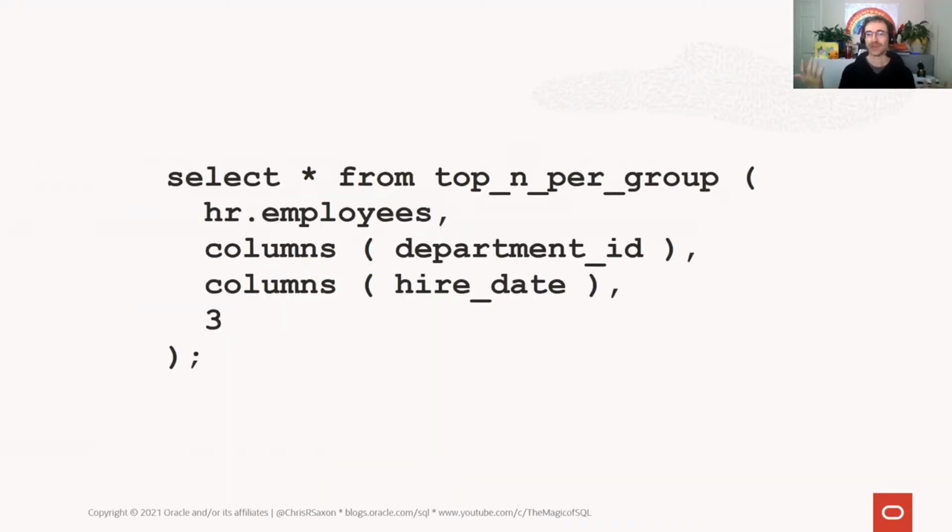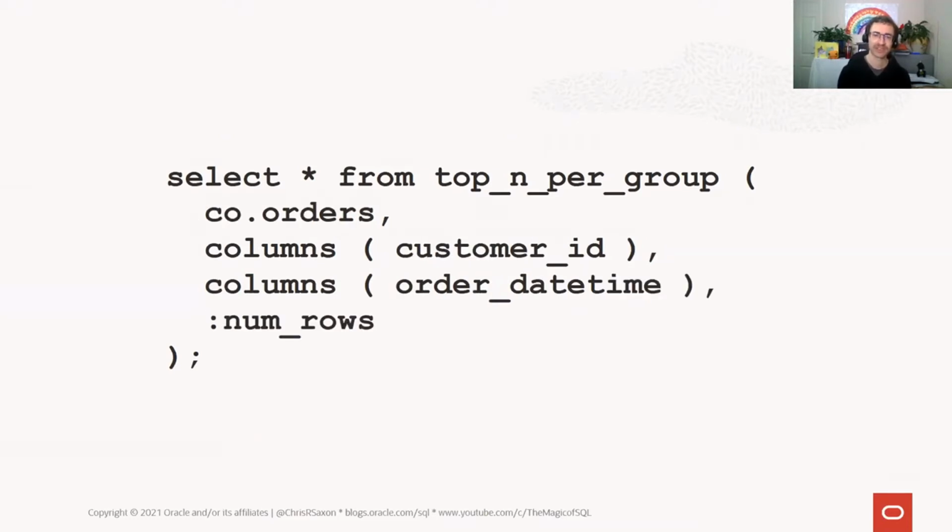So having done that, we've got our top n per group function, and as I call this statement, it's identical to that first query we asked for. Get the first 3 employees in each department. What if I want to change it to orders? So here I'm getting the first 3 orders for each customer, or first n orders. I'm using a bind variable here for each customer.